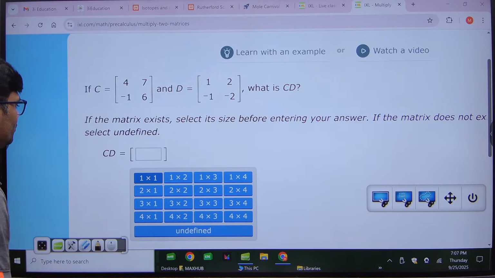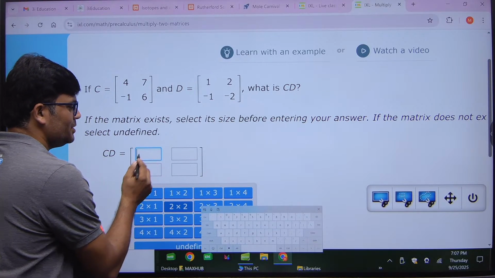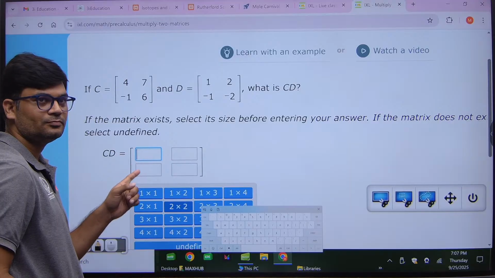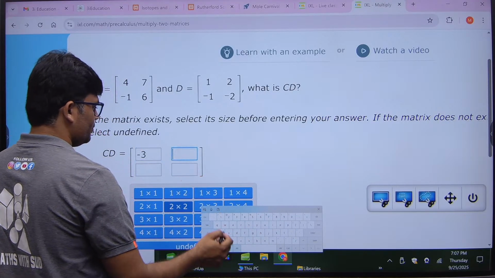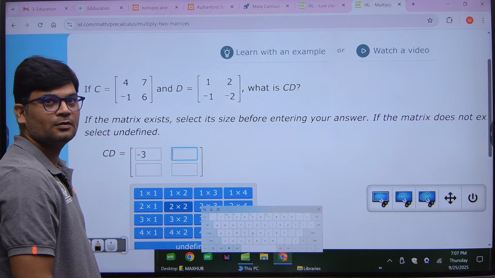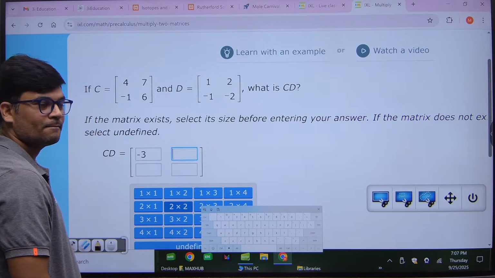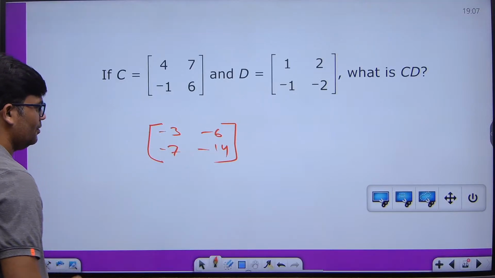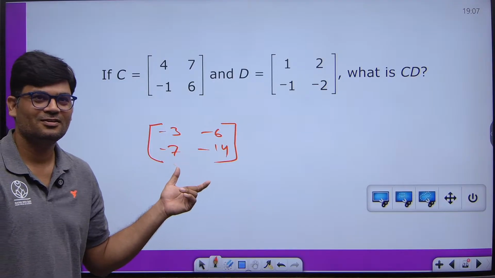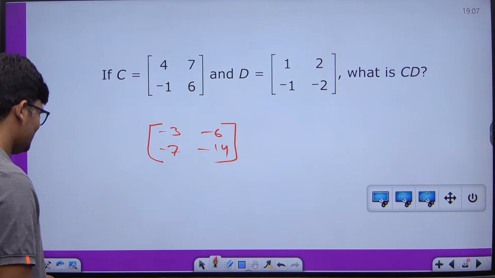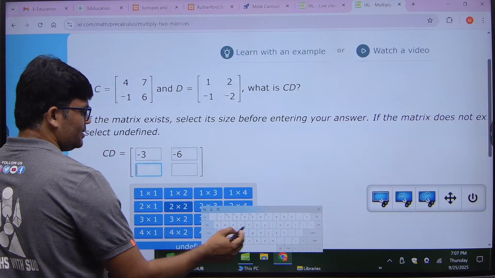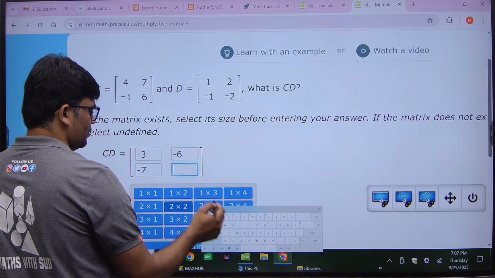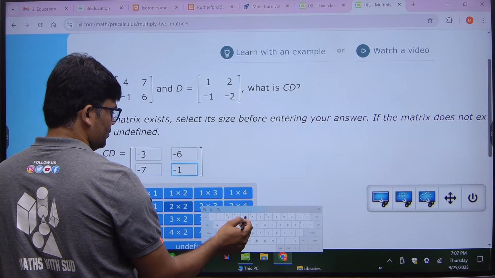I will ask you. So it is a 2 by 2 matrix. What was this? That was -3. Okay. Just give me a minute. I didn't completely write the answer. I just wrote this step. Okay. Please write it down: -3, -6, -7, and -14. Yeah. So -6. Here it is -7. And yeah, -14. Okay.